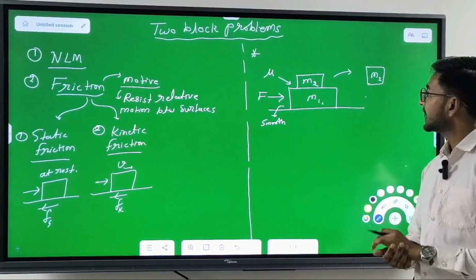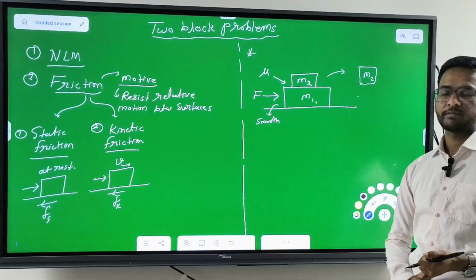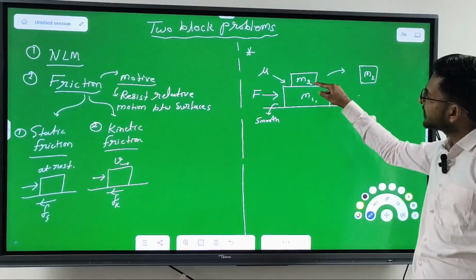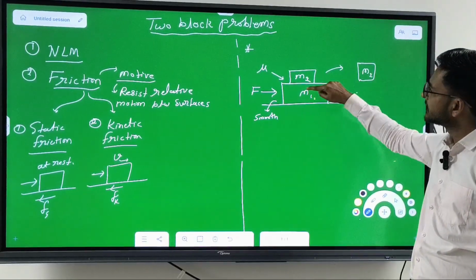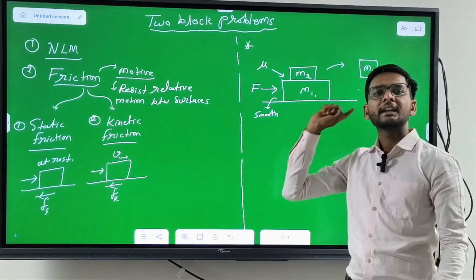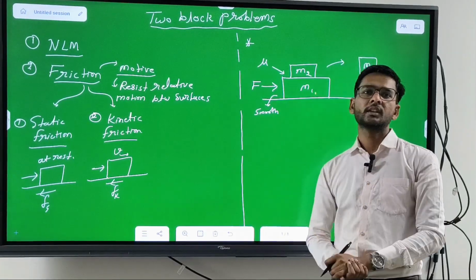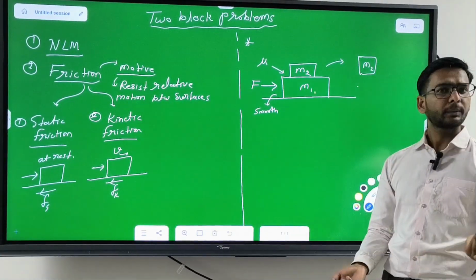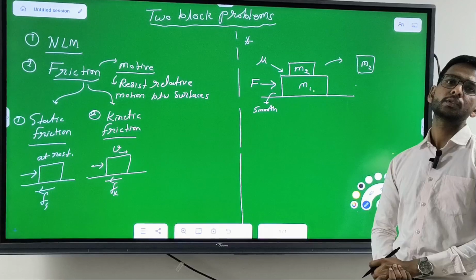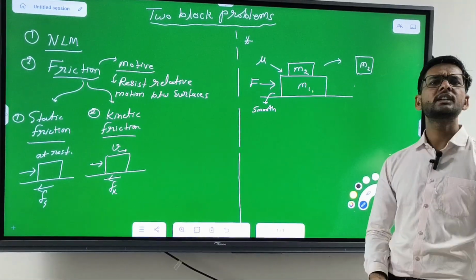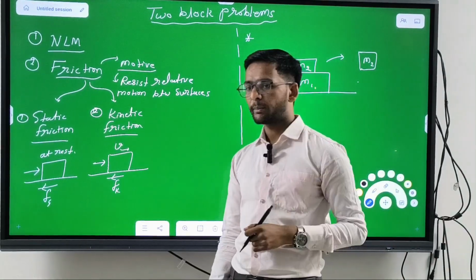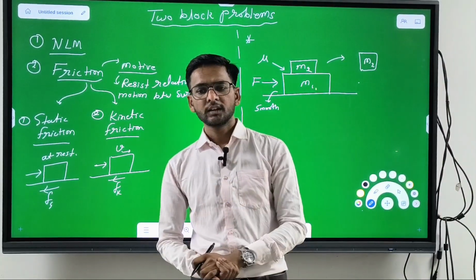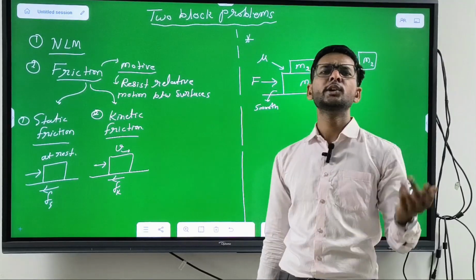Now see, there are two possibilities. If we push the M1 block, M1 and M2 can move together, and they can also move separately. So how is this possible? We have seen it in our daily life also. You have seen one very famous example, in videos also.